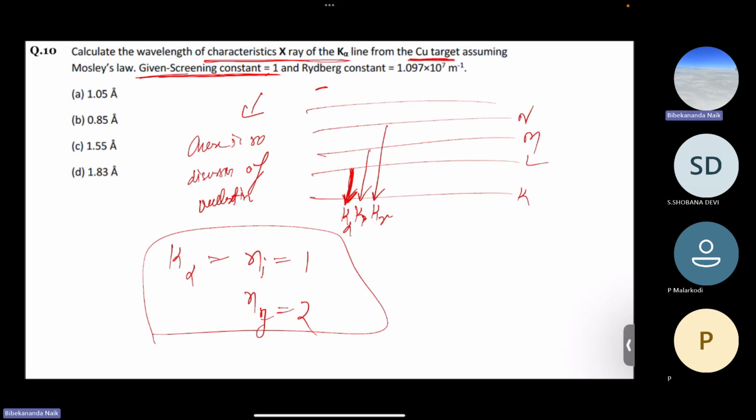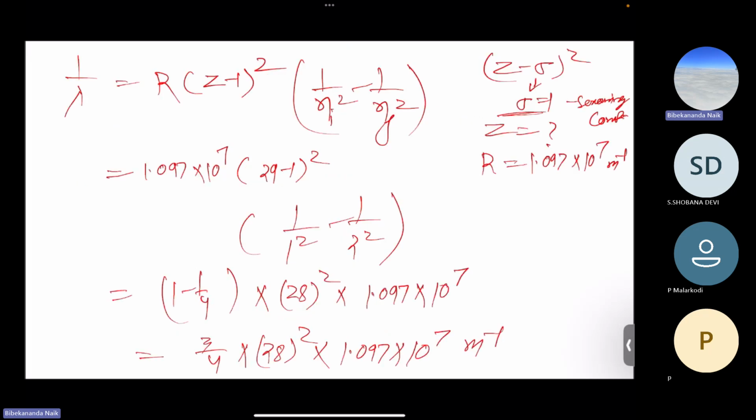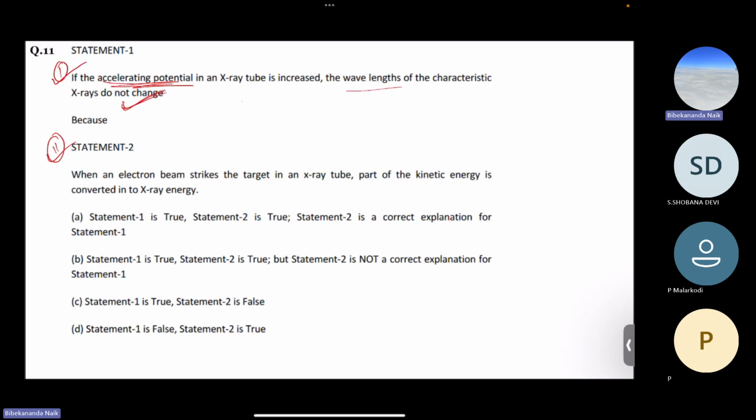So the characteristic X-rays are a characteristic feature of a particular element. So when we change the accelerating potential, the X-ray wavelength will be the same. It will not change. So statement one is true.